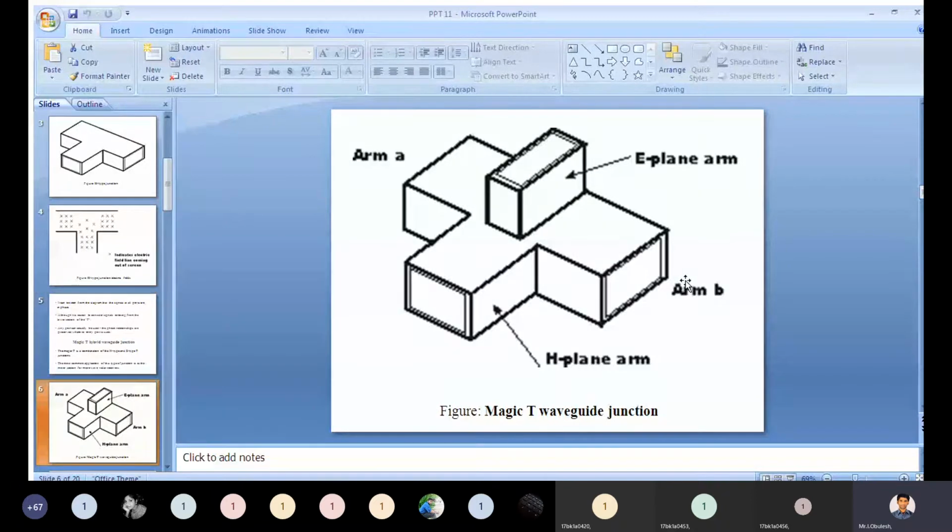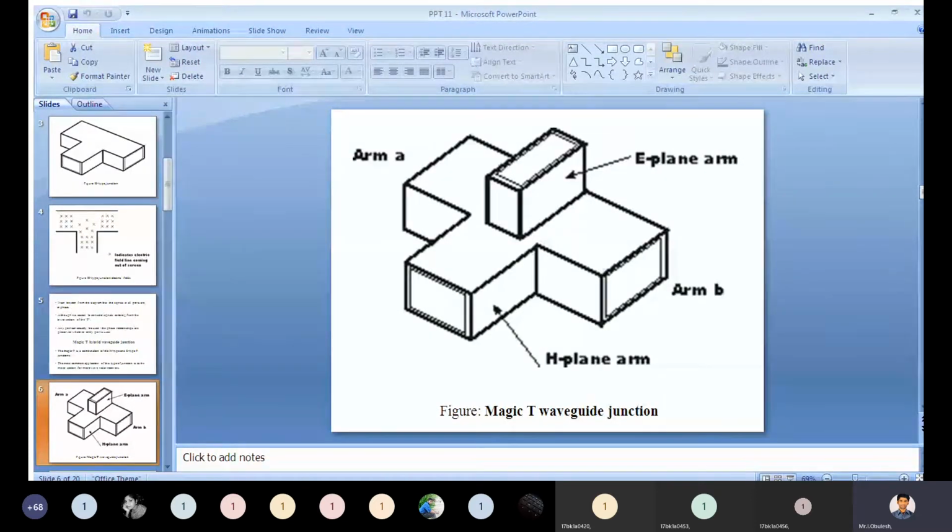In this way, when a signal is applied to the H plane arm, same scenario: no signal appears at the E plane arm, and the 2 signals appear at the A and B arms. These 2 signals are 180 degrees out of phase with each other.